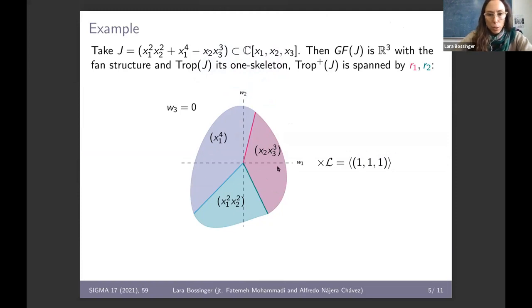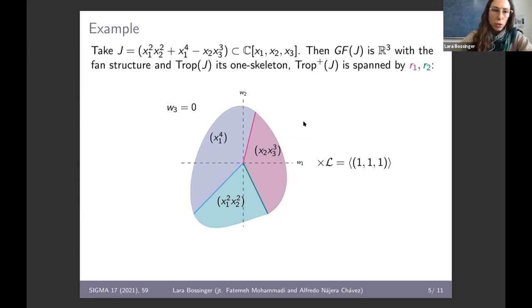For example, if we go to this purple cone and pick a weight that lies in there, (1, 0, 0), and take this as a weight for the generator of the ideal, we will find that the first and second term get weight 2 and 4 respectively, and the last term gets weight 0. So the minimal term in this case is this third monomial, which corresponds to the initial ideal to all of this cone.